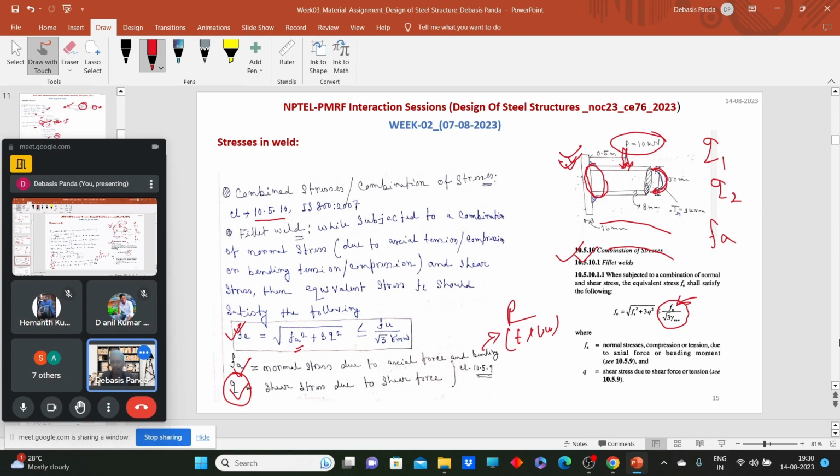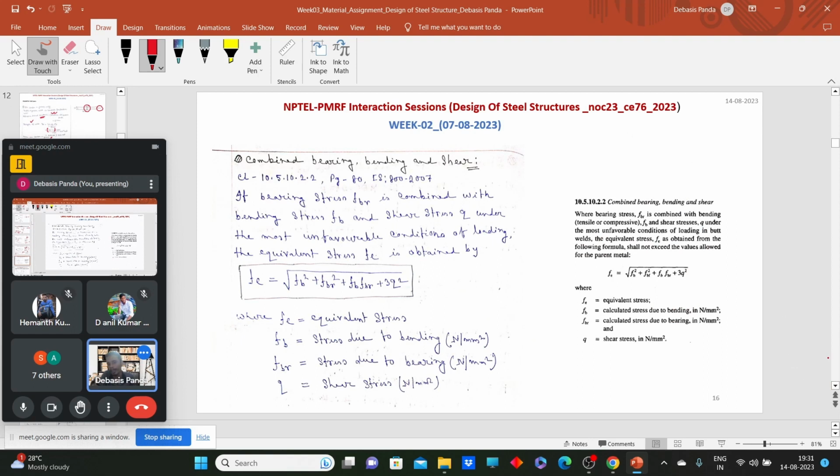Now what if normal, shear and bearing, three stresses come together? Here is clause 10.5.10.2, and here is the screenshot of this clause. This says that if some welded joint or fillet weld is subjected to bending, bearing and shear at a time, then what will be the equivalent stress? That equivalent stress should be equal to under root of Fb square. What is Fb? It is the normal stress due to bending.